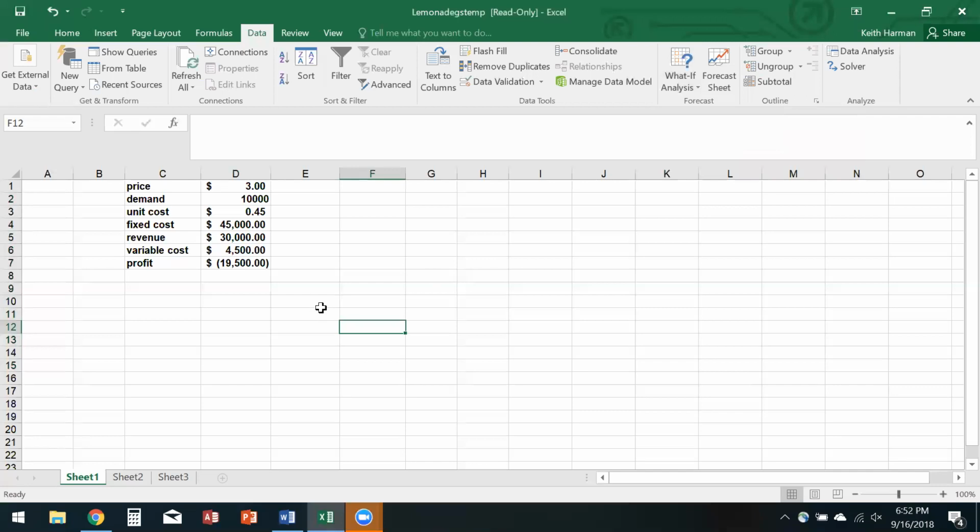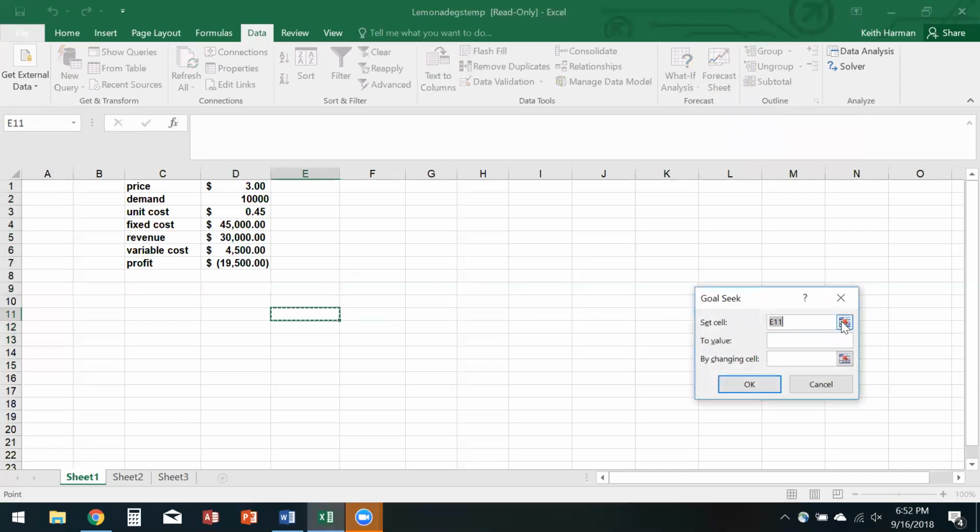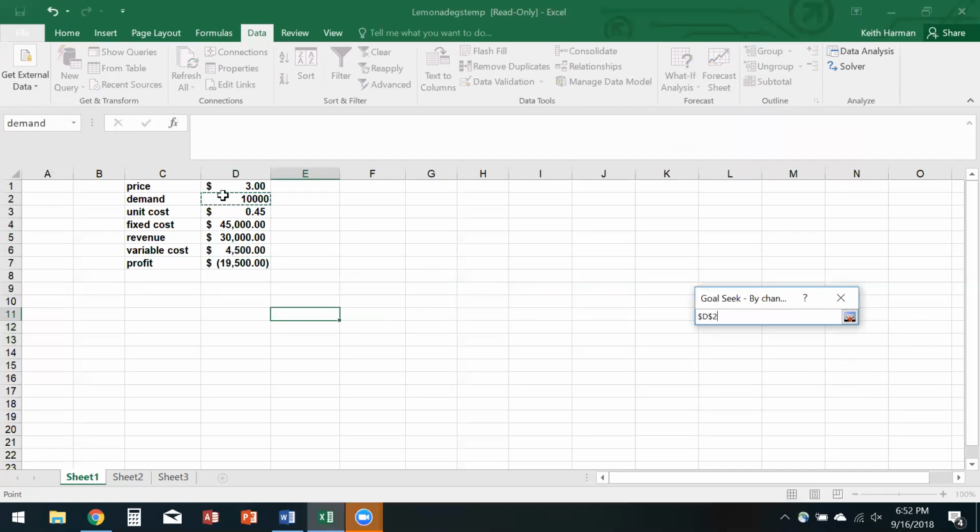All right. So they want us to know, and I'm going to click goal seek, and I want to set the cell, and it's this one here, and I want the value of 0, by changing, and I need to know how many units to sell. Break-even units, and that's demand.